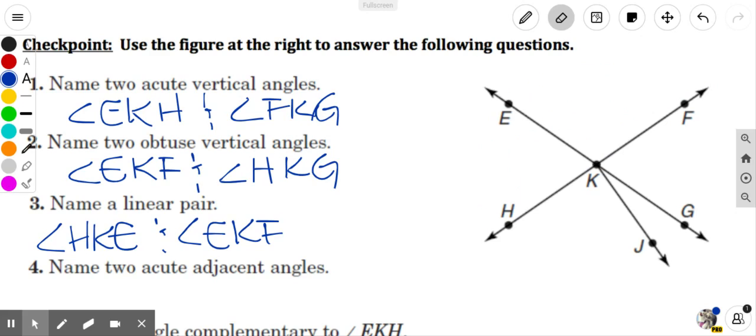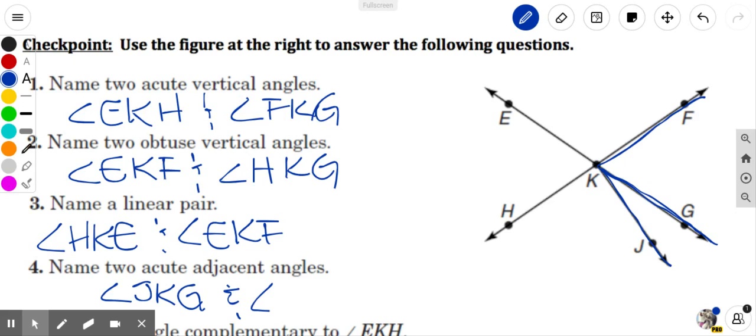Okay, two acute adjacent angles. So two angles that are less than 90 that are next to each other. So here's one right here that's definitely less than 90, and then see this one right next to it, also less than 90. So that would be acute adjacent angles. Angle JKG and angle FKG.